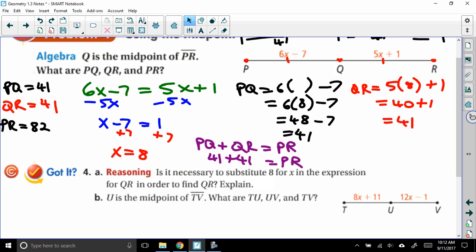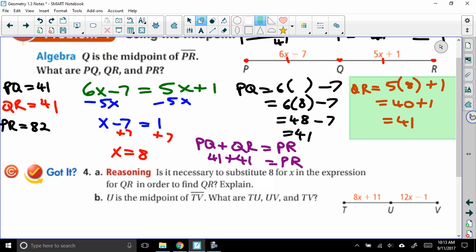Not necessarily. In the general case, regardless of what x is, we know that QR would be double PQ. Hold on. Oh, I see what they're asking. I'm a bad reader. They're asking, do we have to do this? And no, we don't. But it's a good idea too.